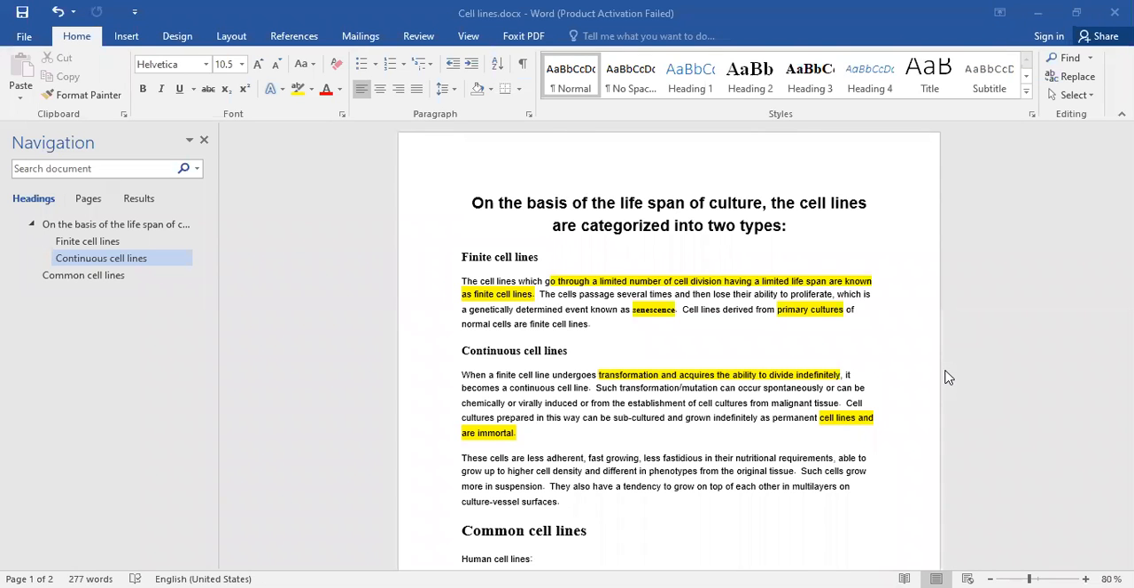Namaste students. Today I am going to discuss the cell lines. What are the cell lines?